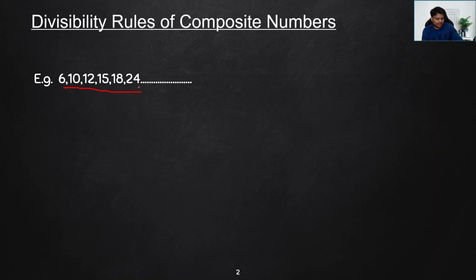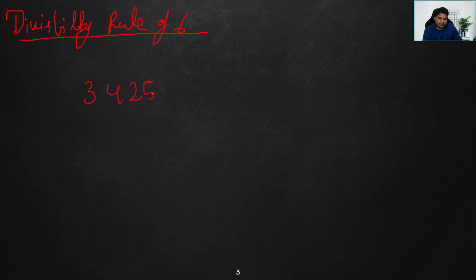Let's start with 6. We'll understand this with the help of an example. Let's take any random number, 3425. Suppose this is the number, and you want to check whether it is divisible by 6 or not.